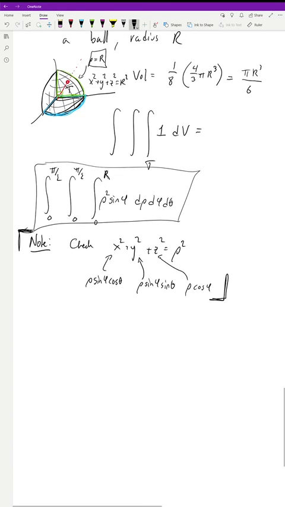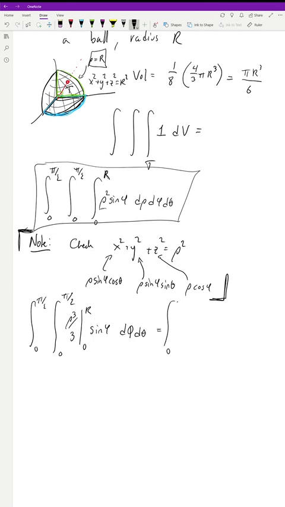So let's evaluate that. So 0 up to pi over 2, 0 up to pi over 2. And now let's do our rho integral first. So our rho integral, rho is appearing as a rho squared, so this is giving me a rho cubed over 3 from 0 up to r sine phi d theta.